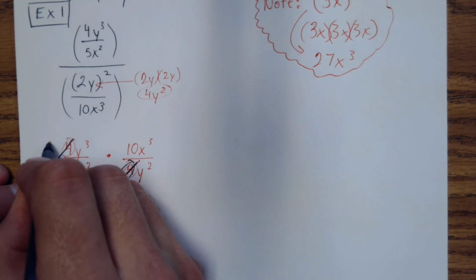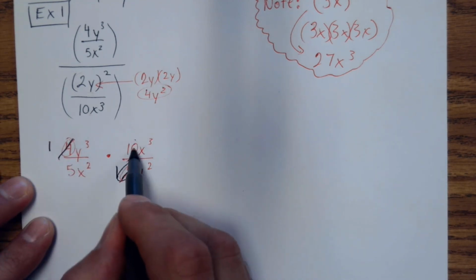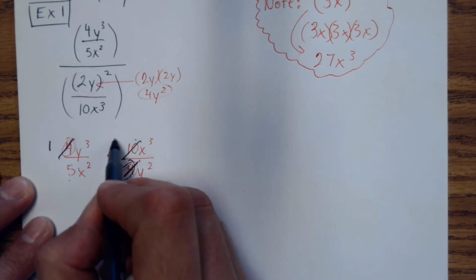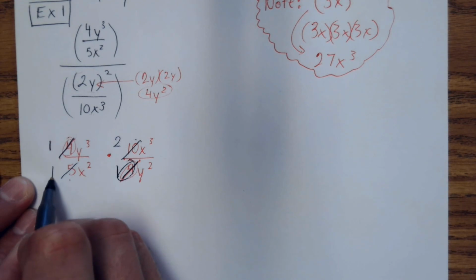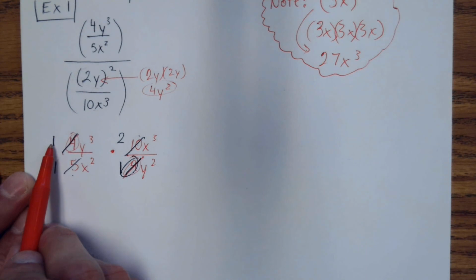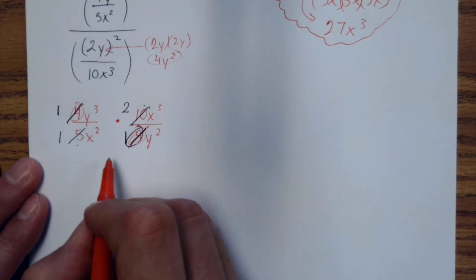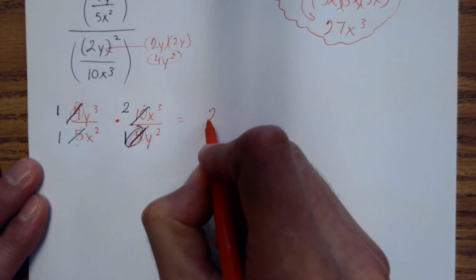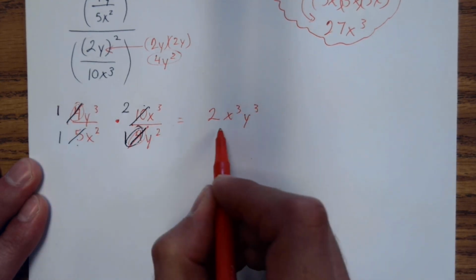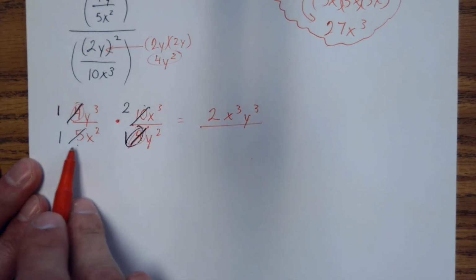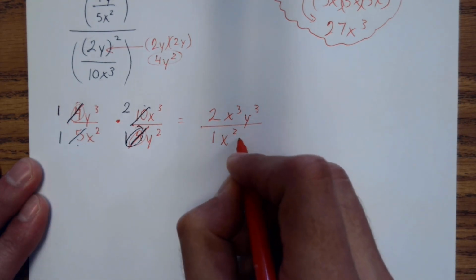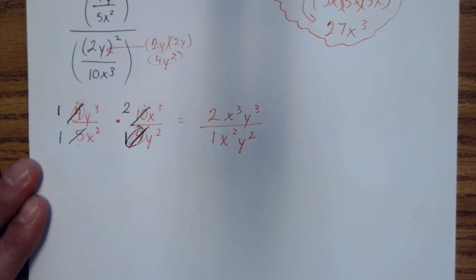1, 1. The 10 and the 5 would cancel out. What this would be divided by 5 is 2. This divided by 5 is 1. And just to make it not super messy, I'm going to write 1 times 2 is 2. And then x cubed, y cubed. I just like to write the x first. And then 1 times 1 is 1. X squared, y squared.